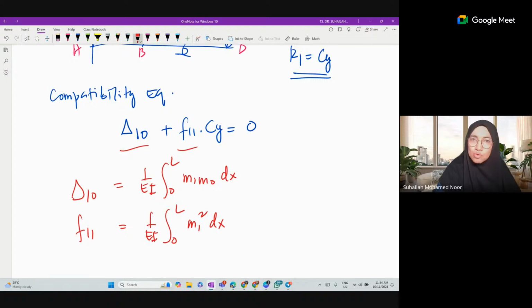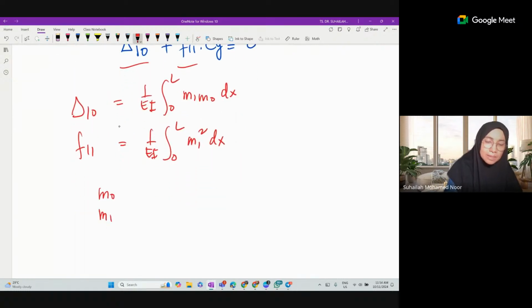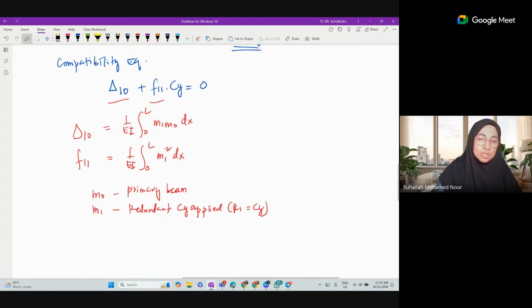Inside the formula, there are two moment equations. We label them as M1 and M naught. M naught is for the primary beam, and M1 is for the redundant. What is the redundant? Redundant Cy applied. This is R1. Okay, so we have two systems. One is the primary beam, one is the redundant Cy applied. So we will analyze these two systems.